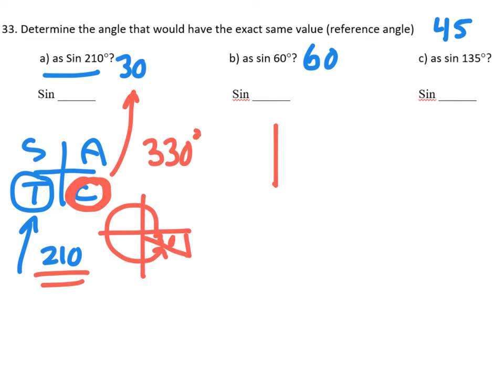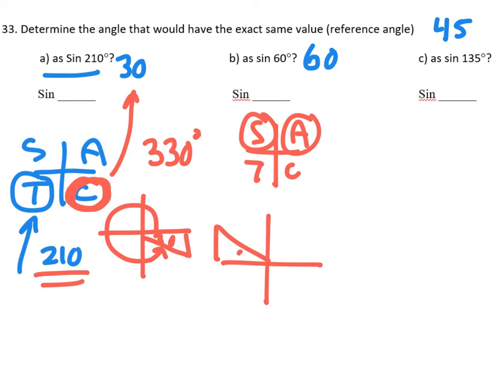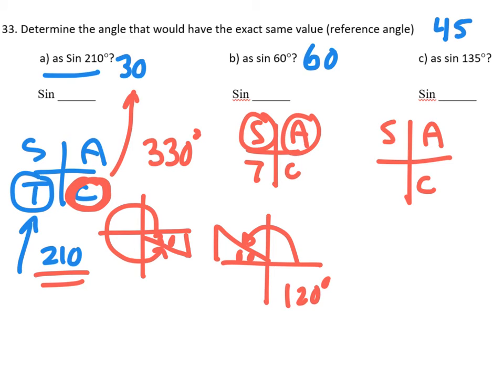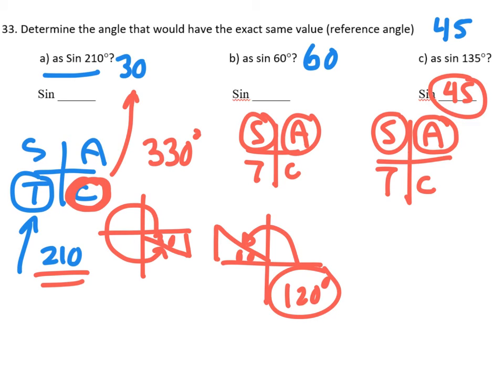In this case, of course, 60 degrees is in quadrant 1, so it's positive. We need another time when sine is positive, which is in here, and so we need a reference angle of 60 in this quadrant, which means 120 would be the magical answer. Here, 135 is in this quadrant, which is positive for sine, so we want to be in this quadrant, and so 45 would be just the value there. So use CAST as well as the reference angle to solve those.